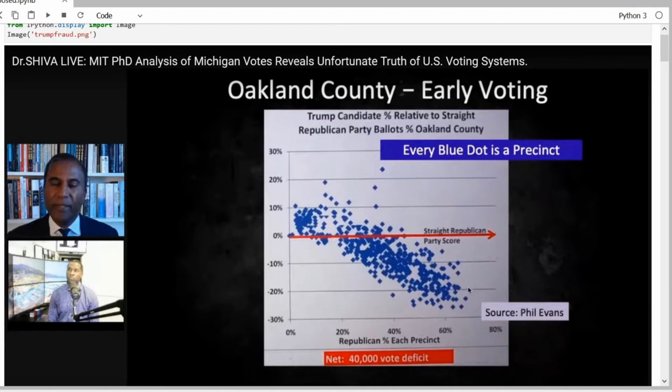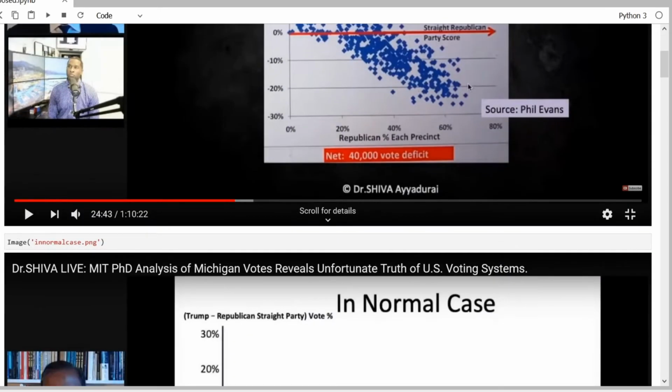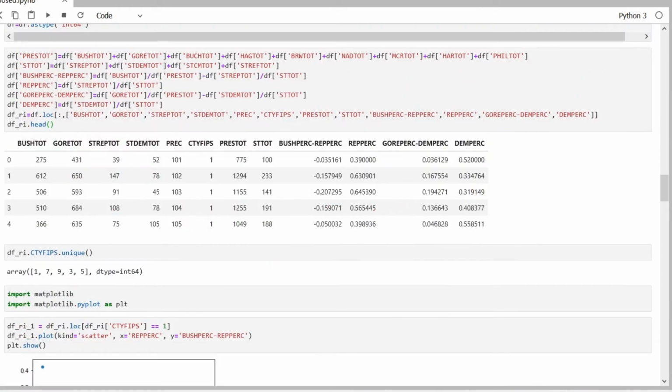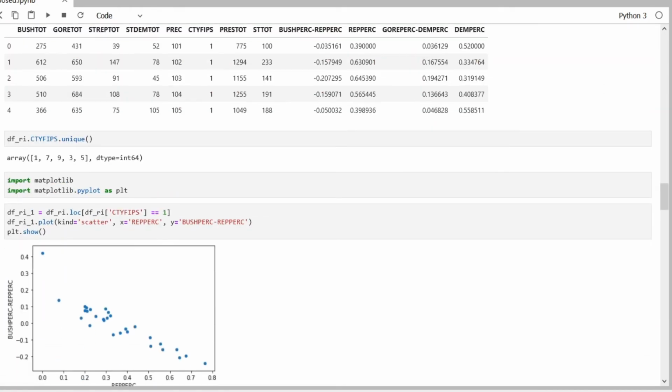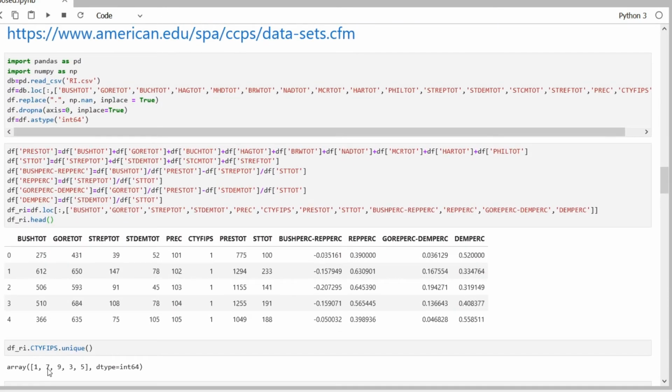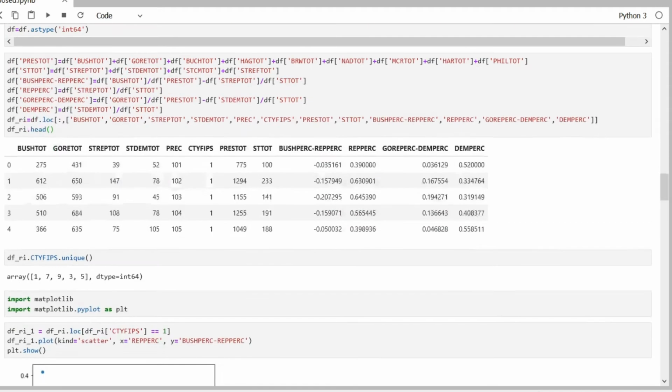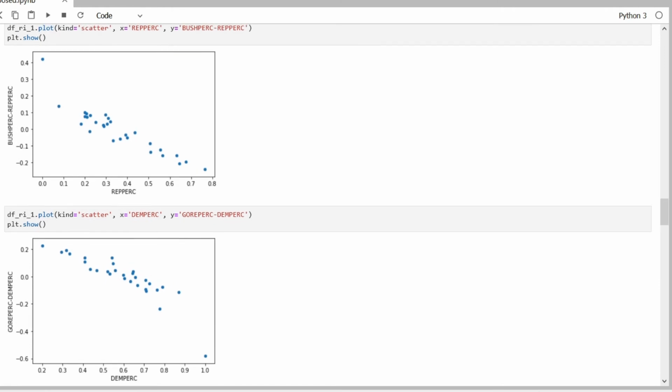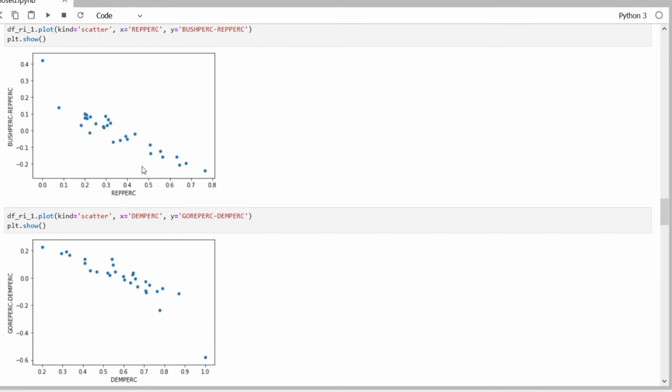So, what did I find? Is Shiva right? Is this weird? Or is Matt Parker right? And is this normal when you see a straight line going down? So yeah, buckle in. This is the moment of truth right here. Are you nervous? This is what I found. So here's the first county. Each of these dots is a precinct.